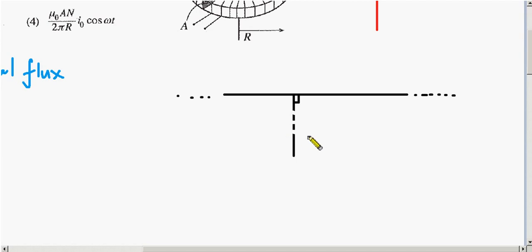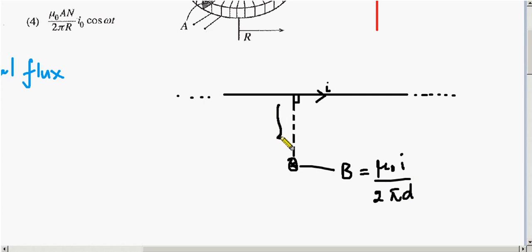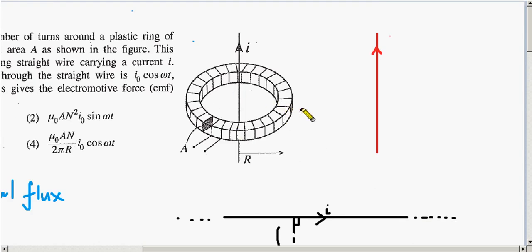The flux density you learn. If the current is this way, I, the cross is here, so B you learn equals flux density equals μ₀ I divided by 2 pi d. So this distance is d. So normally this is what we learn in the classroom. So the same thing is here in the 3D model.